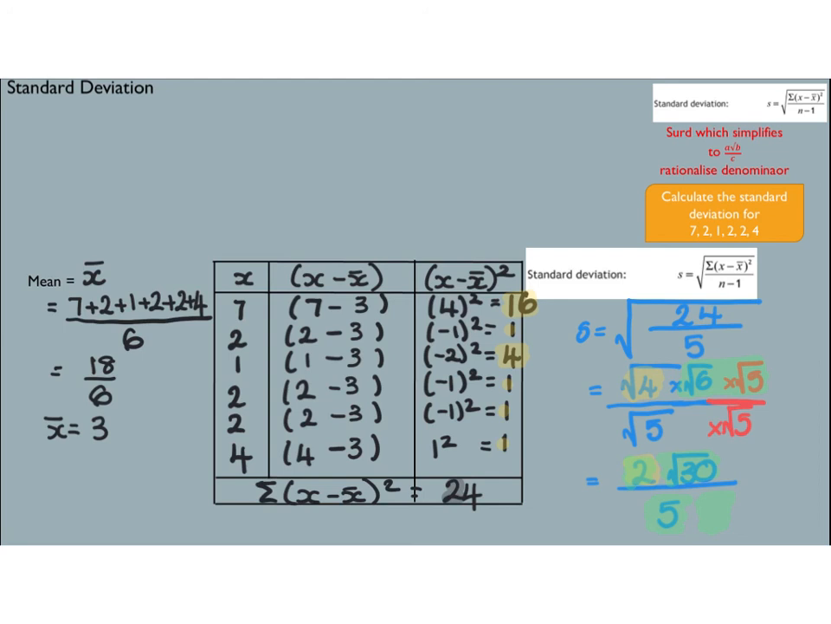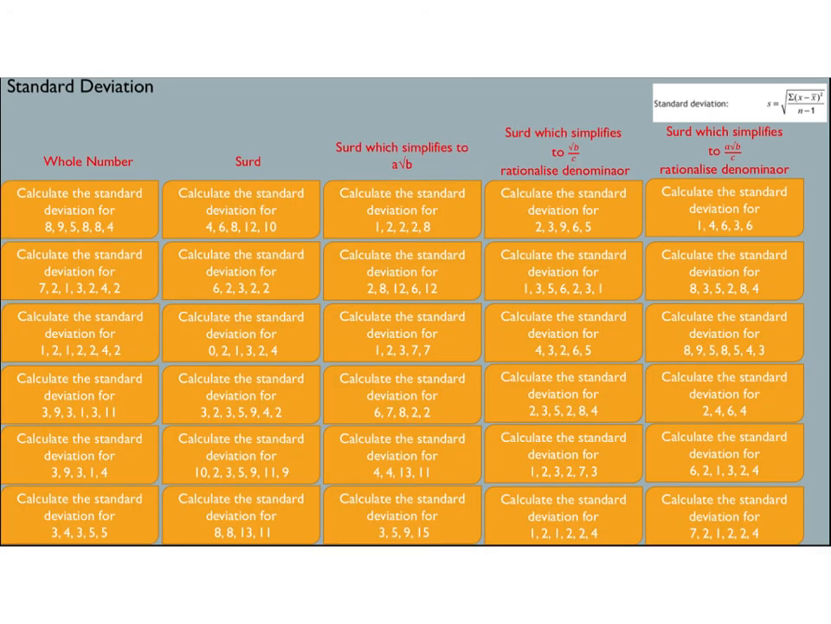If you got all of those correct today, that's brilliant, well done. If you would like to do some more practice, there are some more questions on the next slide. Plenty of practice there for you, so pause the video if you want to pick some questions out and practice finding your standard deviation.